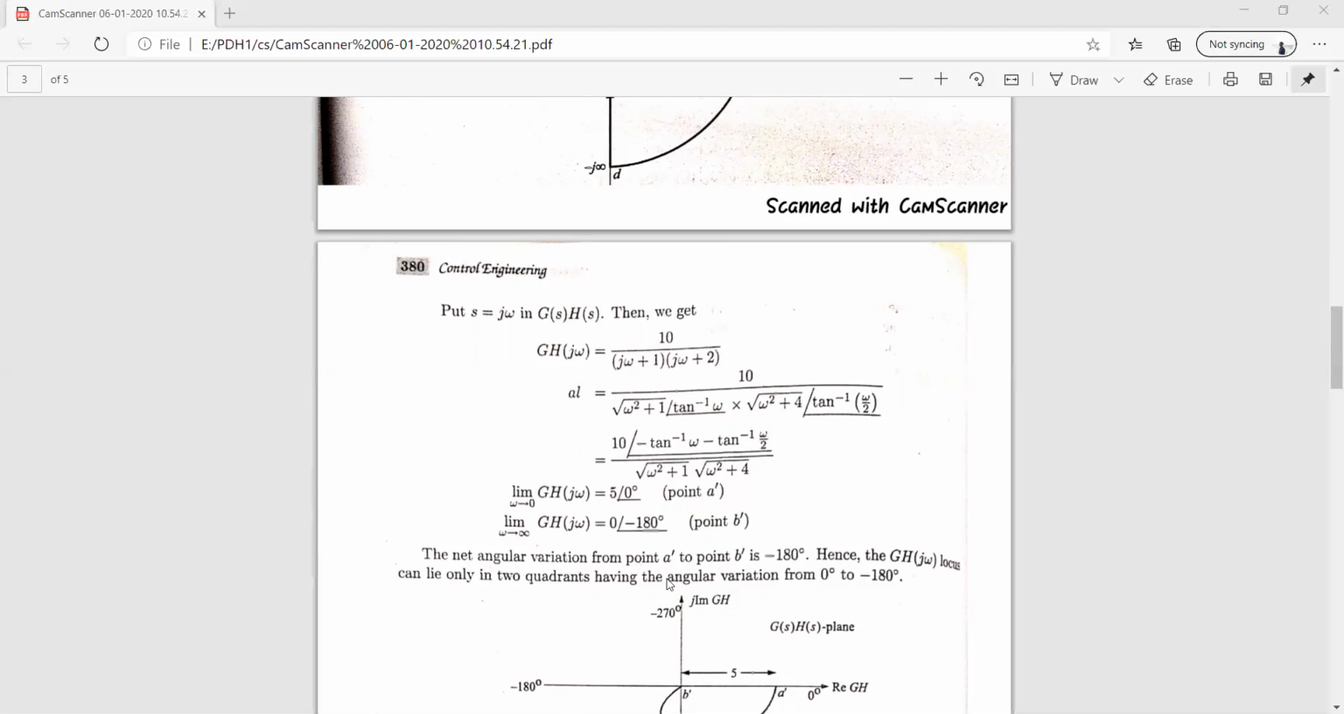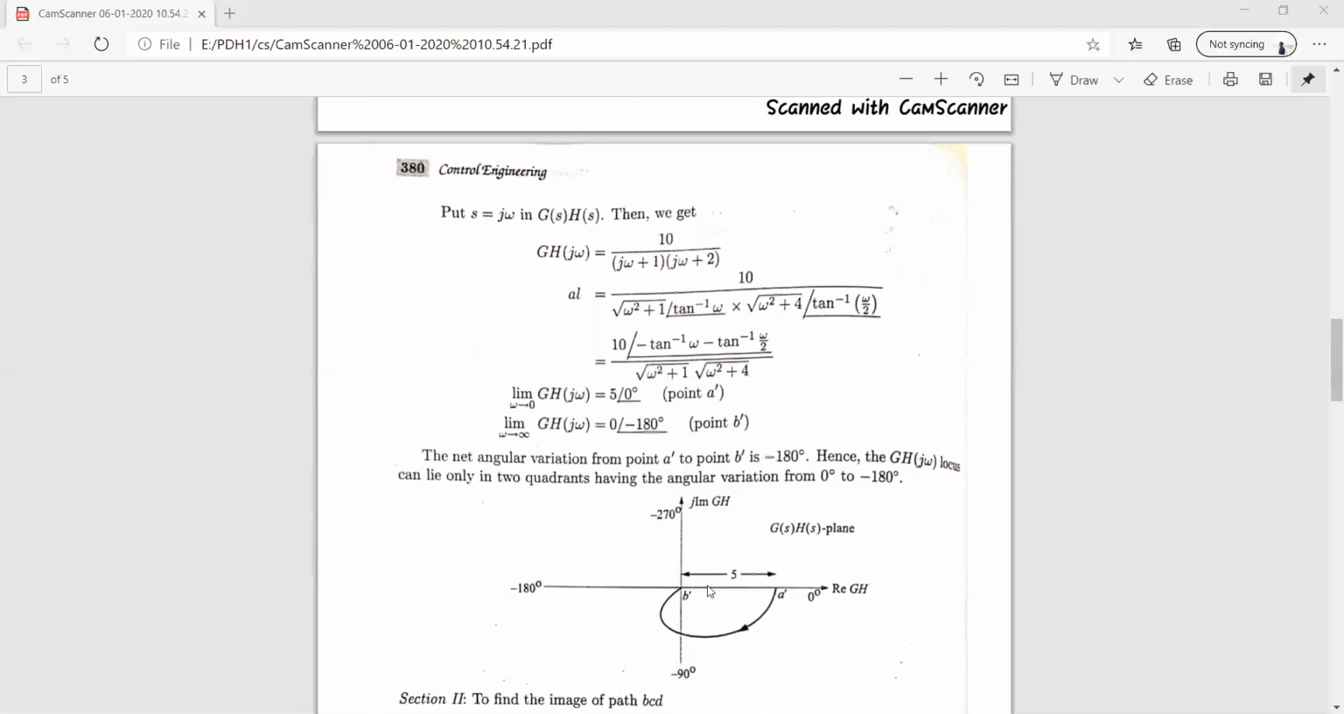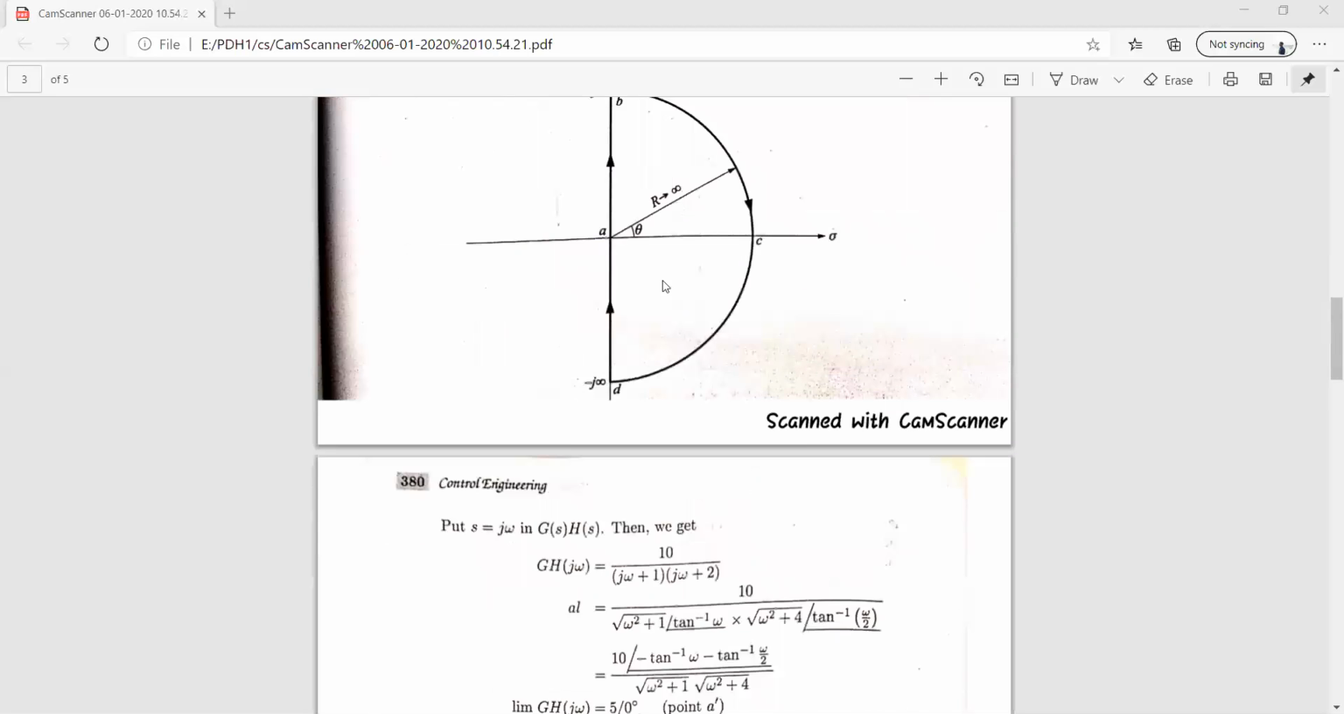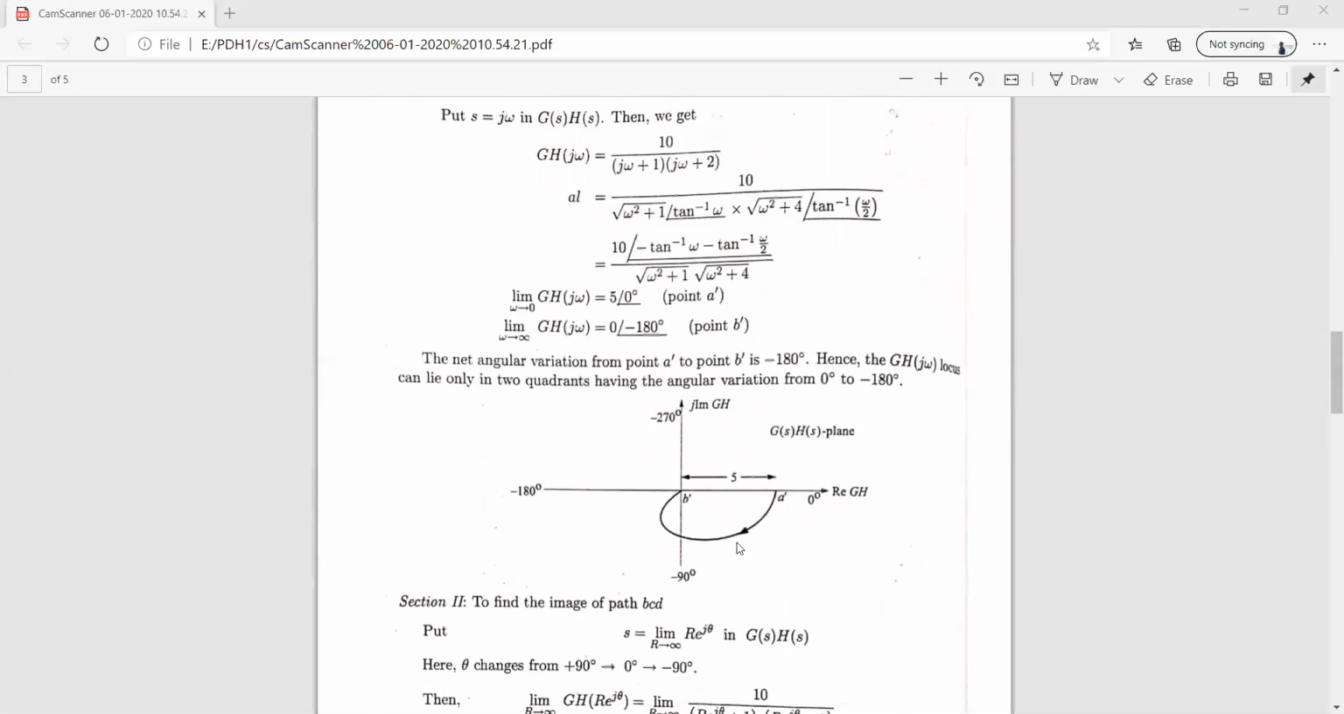The net angular variation from A dash to B dash is what? Minus 180, meaning 0 to minus 180. Hence, the G(jω)H(jω) locus can lie only in two quadrants, having the angular variation from 0 to minus 180. This is the 0 degree line, this is minus 90, this is minus 180. So the contour will come in this way. You can observe here that AB is now changed to A dash, B dash, right?